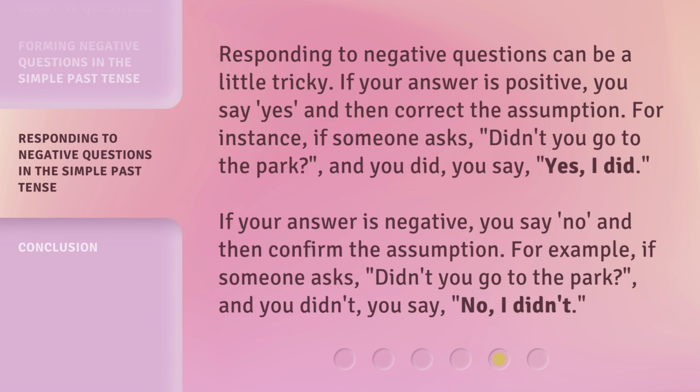Responding to negative questions can be a little tricky. If your answer is positive, you say yes, and then correct the assumption. For instance, if someone asks, "Didn't you go to the park?" And you did, you say, "Yes, I did." If your answer is negative, you say, no, and then confirm the assumption. For example, if someone asks, "Didn't you go to the park?" And you didn't, you say, "No, I didn't."